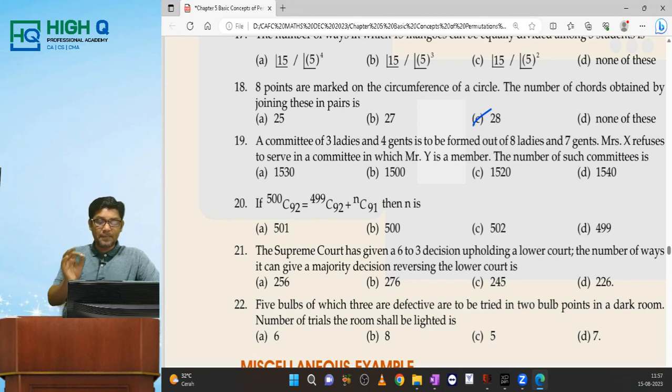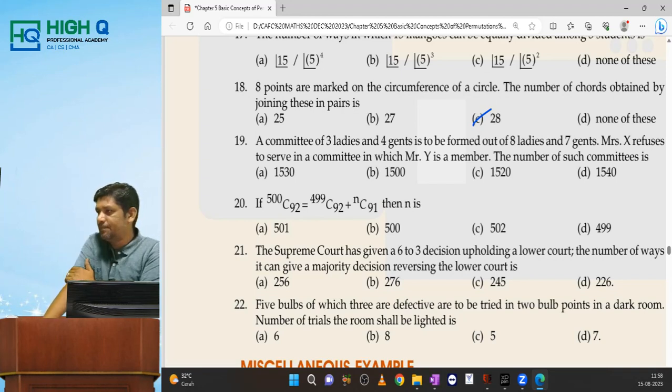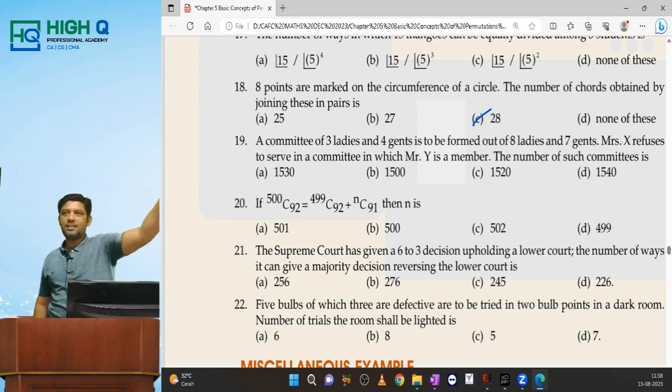Now, Mrs. X refused to serve in a committee. Mr. Y is a member. This is a condition. That means one particular lady doesn't want to come into that committee when a particular gentleman is there in the committee. Correct or not, my dear? Sir, if that person comes, I will not come. That is what the condition.